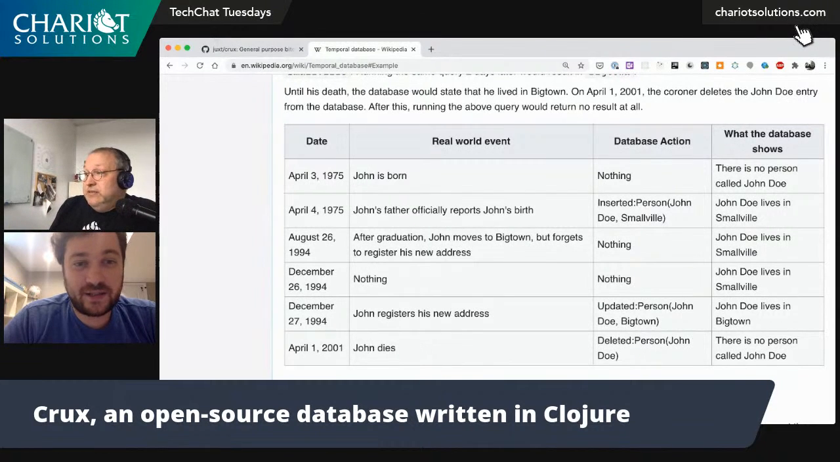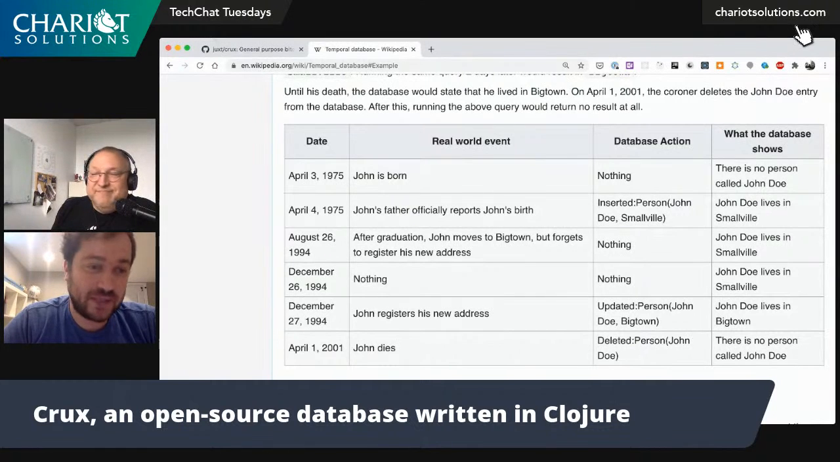Right, exactly. And then there's cases like, well, he forgot to register, and that happened way later. Like, okay, December 27th is when he registered, but August 26th is when it actually happened. And then April 1st, he dies, and he gets recorded the same day. But what if he got recorded a different day?